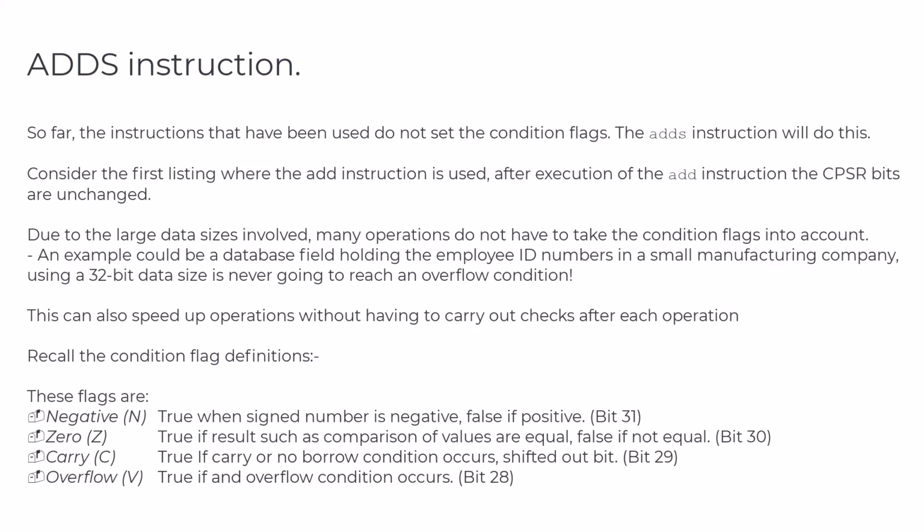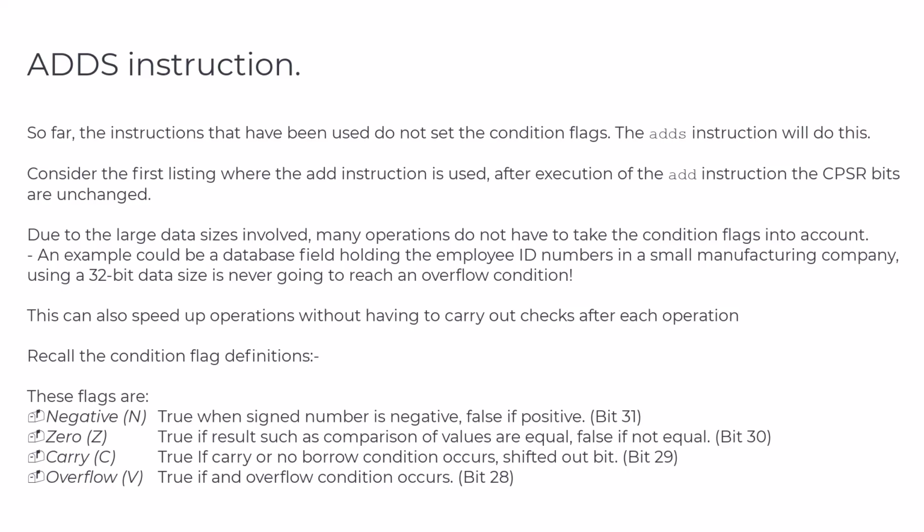You may recall from an earlier session that we talked about the processor state and some of the flags. So these flags are negative, zero, carry, and overflow. Arithmetic instructions can cause any of these conditions to occur. With the add instruction, the flags are not affected, but with the adds instruction, we do affect the state. So there's a big difference.